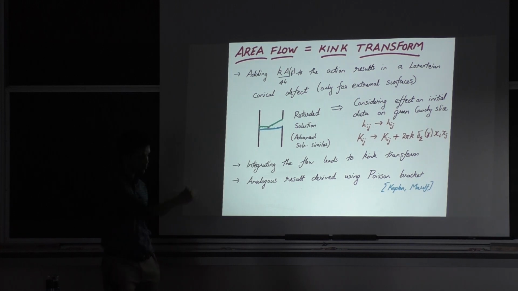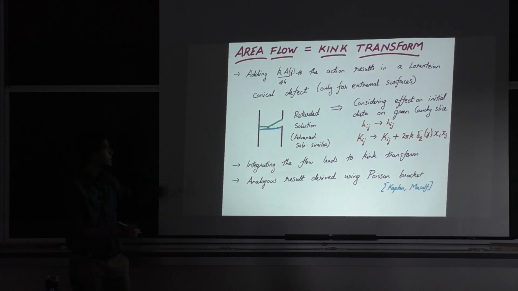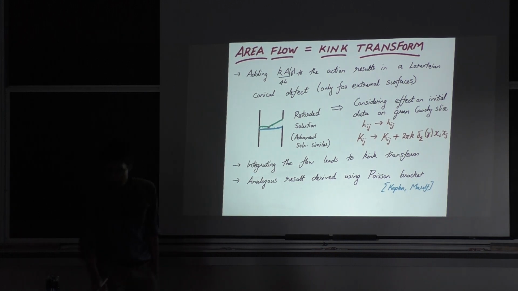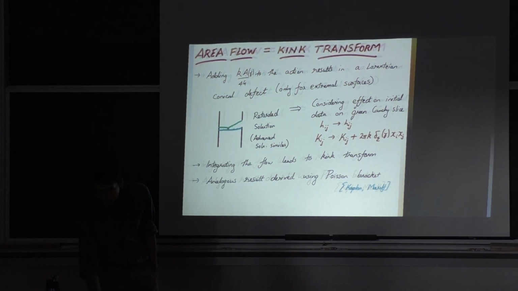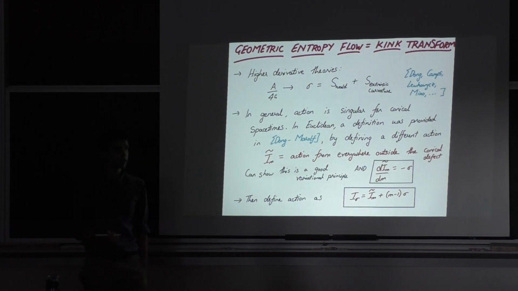There's a similar result derived in this paper using the Poisson bracket, but that doesn't have a nice picture where you can see the effect of this conical defect. Moreover, the Poisson bracket doesn't generalize very well to higher derivative theories, and the Peierls bracket is a very useful technique to think about higher derivative theories because the same sort of calculations can be done there.